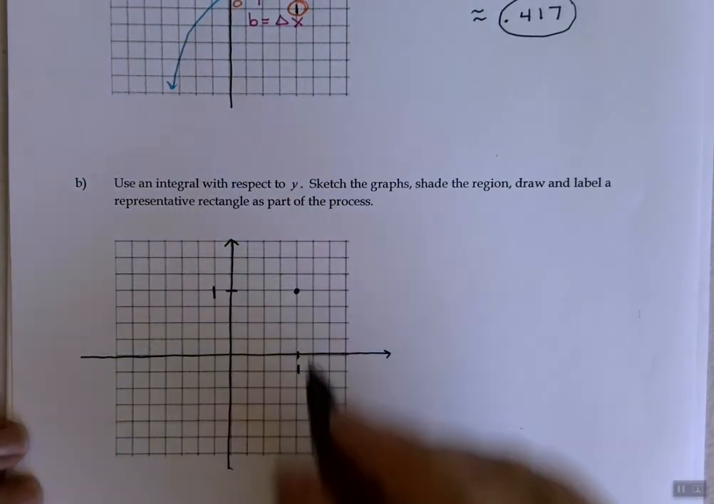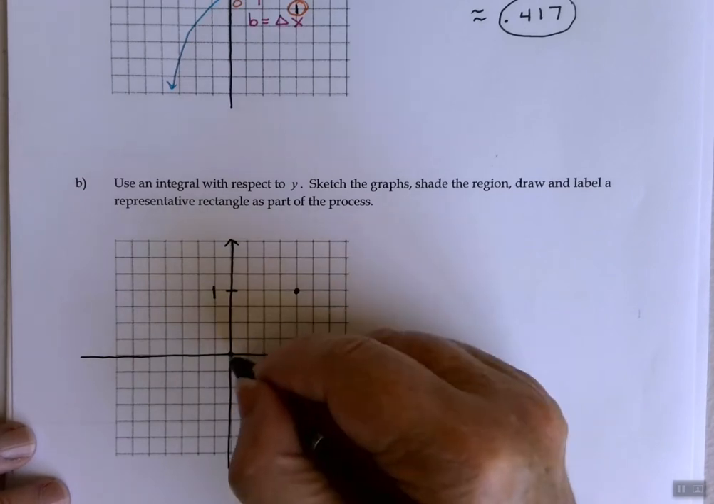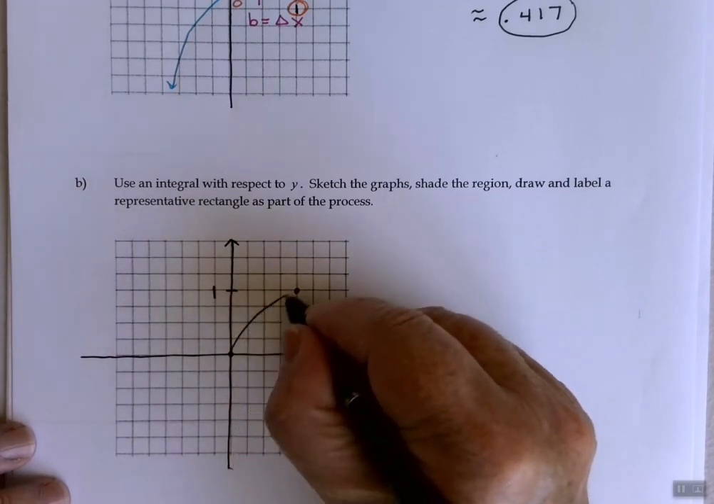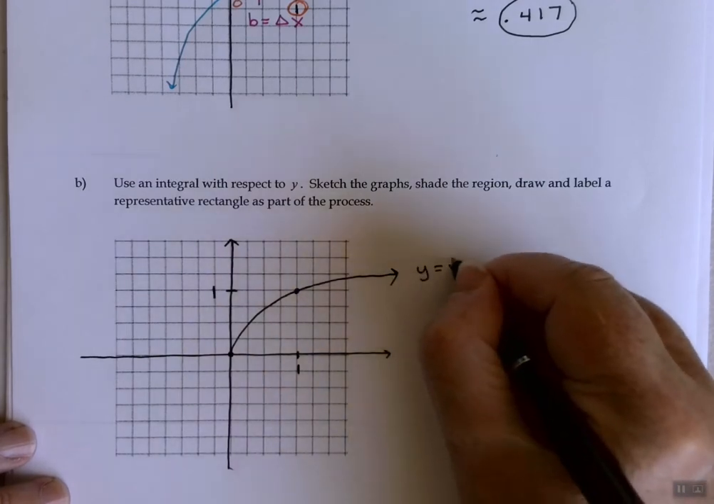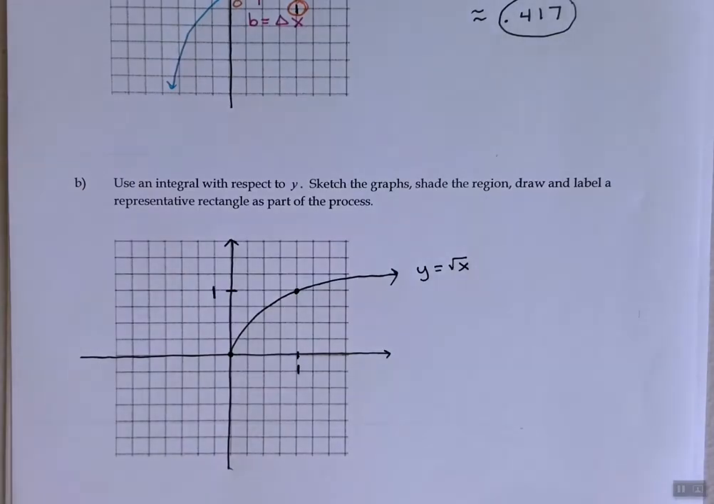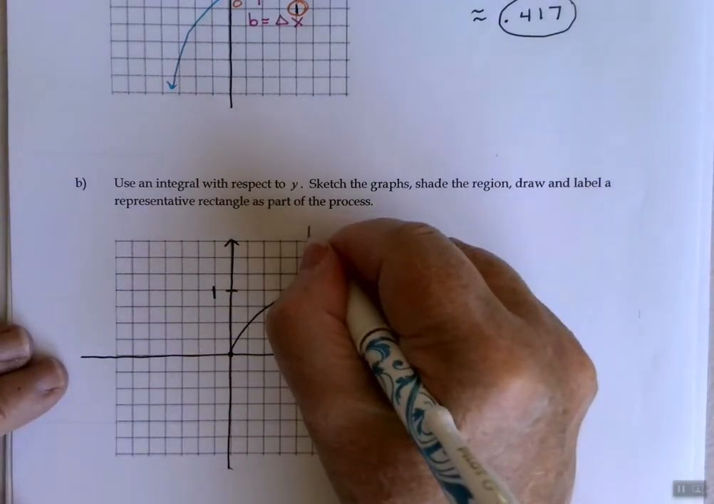Intersection point at 1, 1. And here's that square root graph. And here's the x cubed graph.